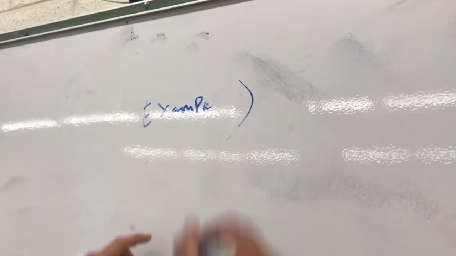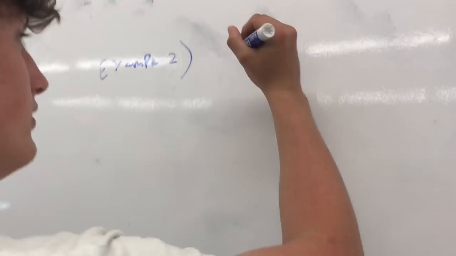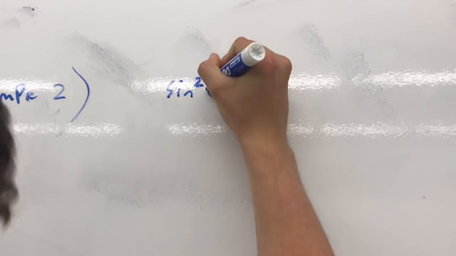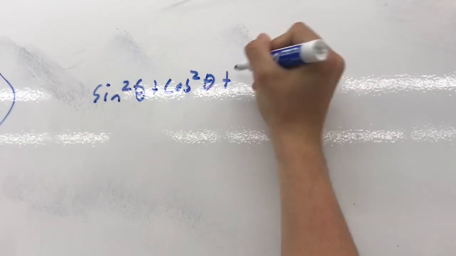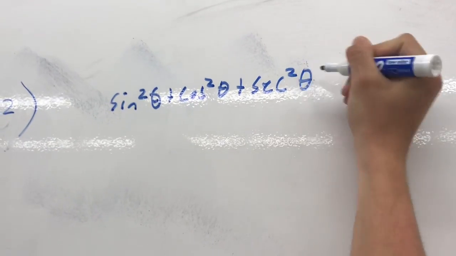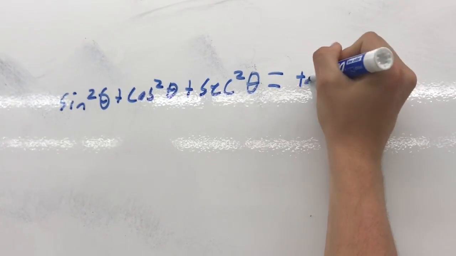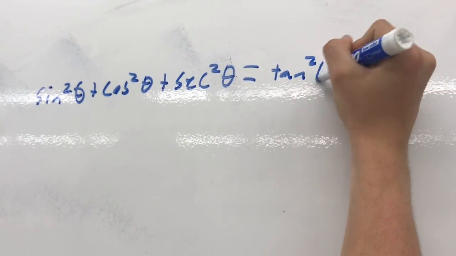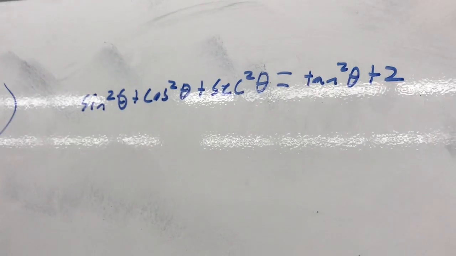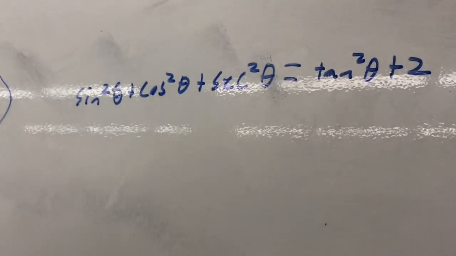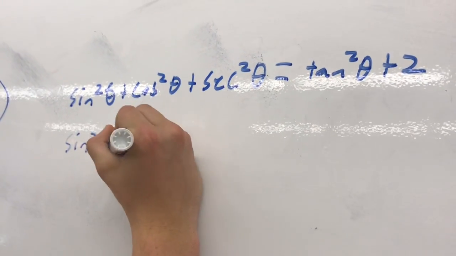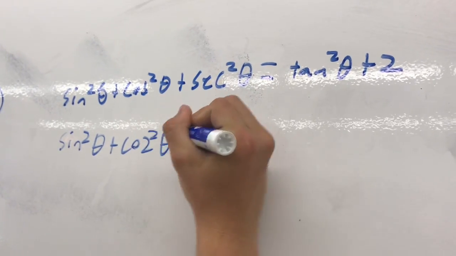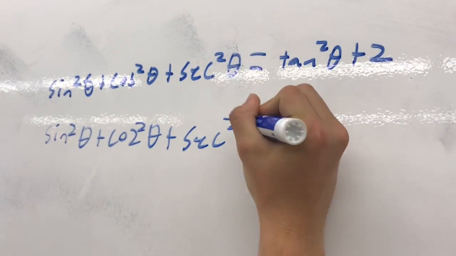All right, guys, now we're going to be working on verification. Example number 2. So what we're going to have here is sine squared of theta plus cosine squared of theta plus secant squared of theta, and then that's going to equal tangent squared theta plus 2. So what we're going to have to do here is rewrite what we're trying to verify, because you will get points taken off on your quiz. So we're going to rewrite this here real quick. Plus secant squared of theta.